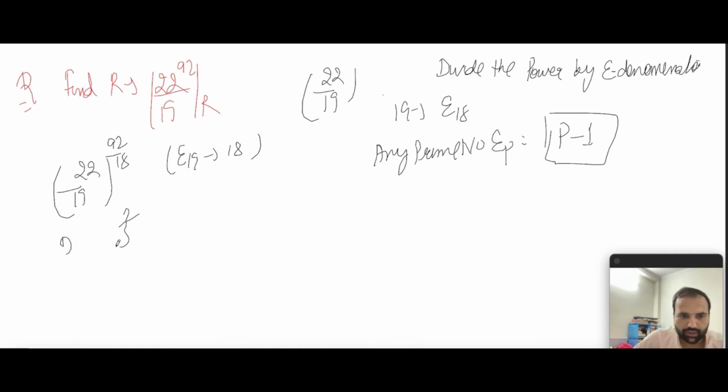So we would have 9 by 19, and the remainder would be 9. So the remainder is 9. Okay, see over here what we have done, very simple.